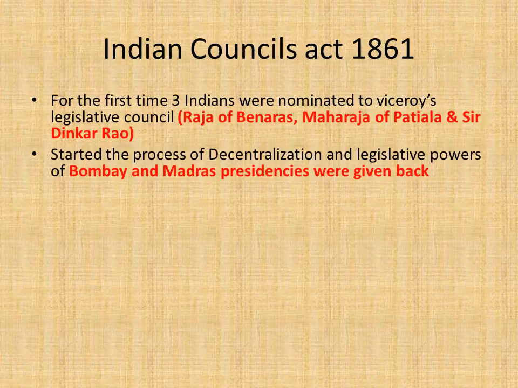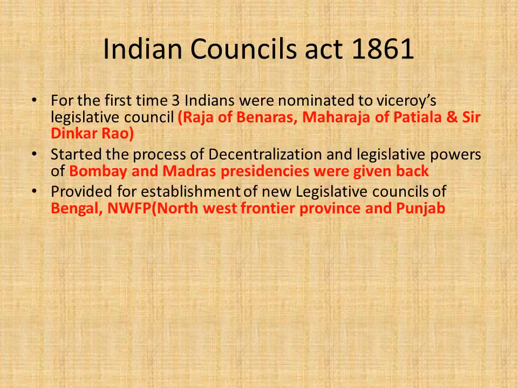Secondly, it started the process of decentralization, and legislative powers of Bombay and Madras presidencies were given back. As you must be remembering, in the Act of 1833 the powers of Bombay and Madras presidencies were taken away. So at that time, the process of centralization was being done. But with this act, decentralization had started and the powers of Bombay and Madras presidencies were given back. So remember that in this act the powers were given back, and in the act of 1833 the powers were snatched away from these presidencies.